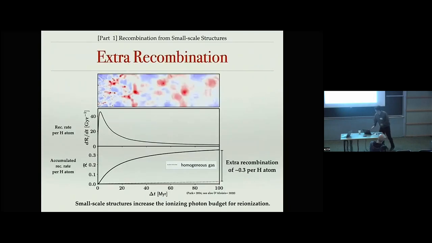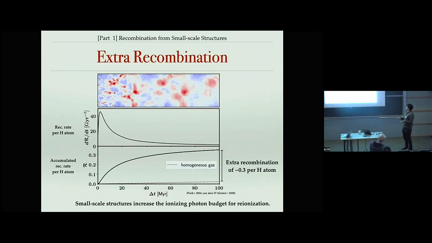But if you calculate the recombination rate, as in this middle panel, it starts very high, like 30 to 40 times higher than what you expect from homogeneous gas within the volume, because of this cosmic web. And as the structures get destroyed, the recombination rate goes down. But if you integrate the rate over time, you actually get a significant amount of extra recombination, basically an extra number of photons you have to spend in order to keep this volume ionized.